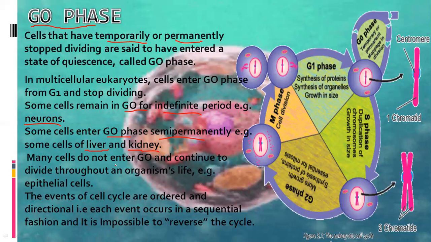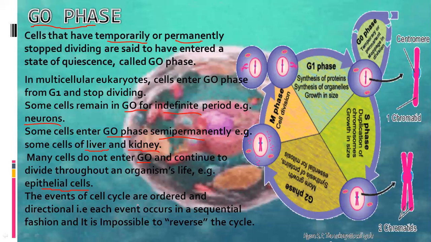There are many cells which do not enter G0 phase. So they continue to divide throughout an organism's life. So they go through the interphase again and again. The cells in that category are epithelial cells, like your skin cells, the skin cells of internal organs, as well as your skin also. So epithelial cells grow and they divide rapidly.